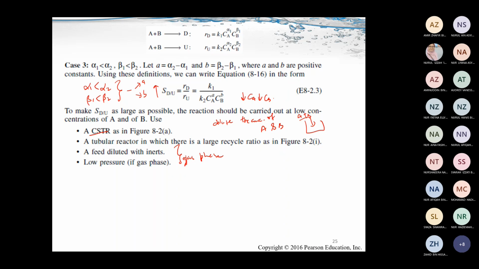So meaning that sekarang ni adalah A is equal to alpha 2 minus alpha 1. B is beta 2 minus beta 1. Okay, so daripada situ adalah K1 over K2, CA alpha 1 minus alpha 2, CB beta 1 minus beta 2. Okay, so daripada situ actually is equal to K1 over K2, CA minus A. Alright, and CB minus B. Okay, that's why dia jadi turun ke bawah sini.